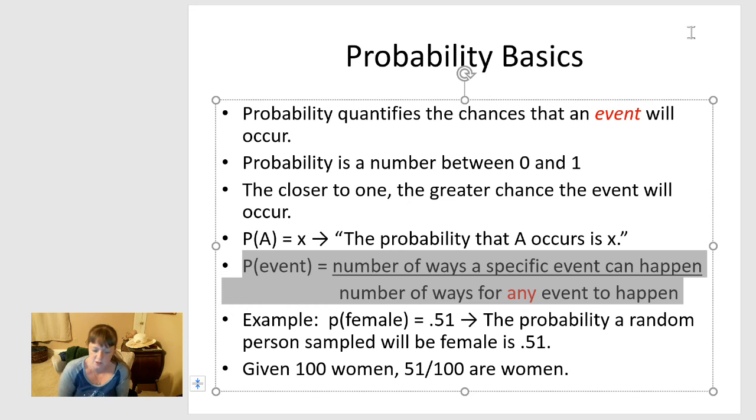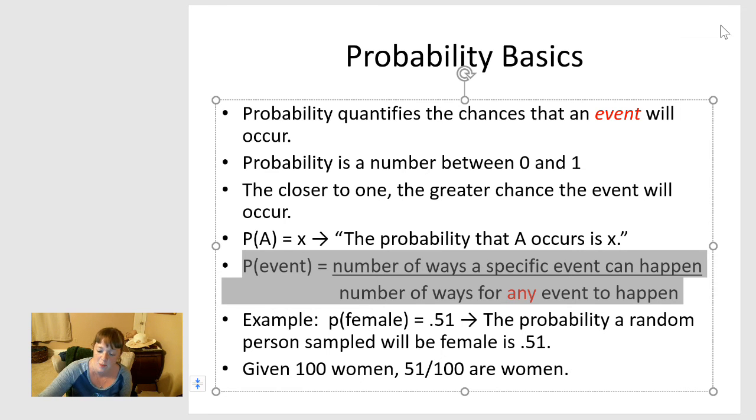Right? So 51 goes in the top of the fraction. And then you say, okay, well, what are the number of ways for any event to happen? Well, you say, I've got my bucket of people here, my big bag of people. Well, there's 100 different ways for me to pull out a person. I could pull out this person, or I could pull out this person. And so there's 100 different ways for any particular event to happen, not just women, but any event. And so you take 51, the ways for that specific event, women, to happen, and you divide by the total number of possible events, right? The number of ways for any event to happen.